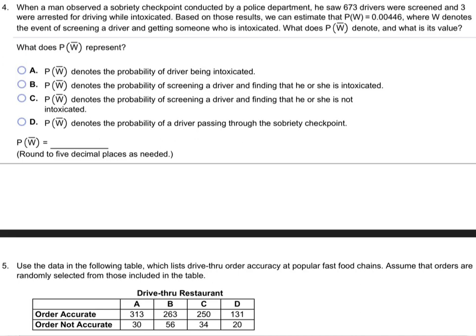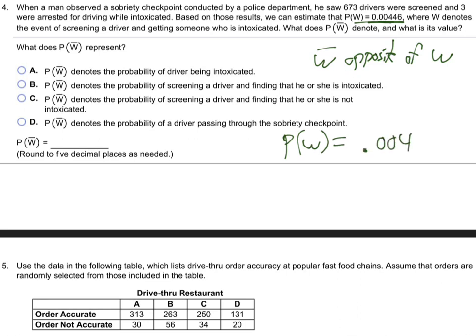All right, a lot of words on all these. What they're talking about is they're doing the opposite again. Remember, W bar is the opposite of W. They're telling me the probability of W right there, which is 0.00446. So how am I going to find the probability of W bar?